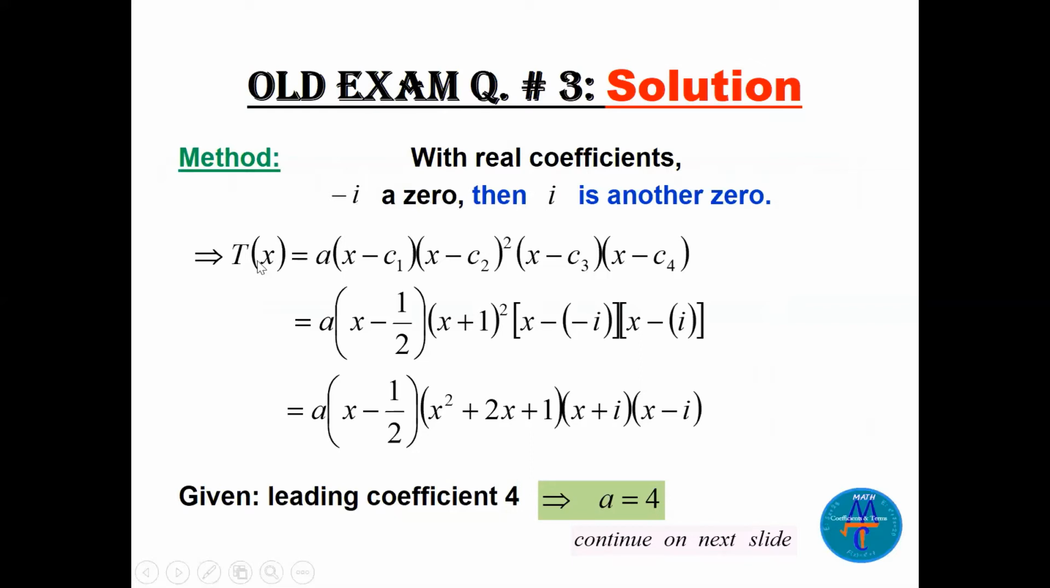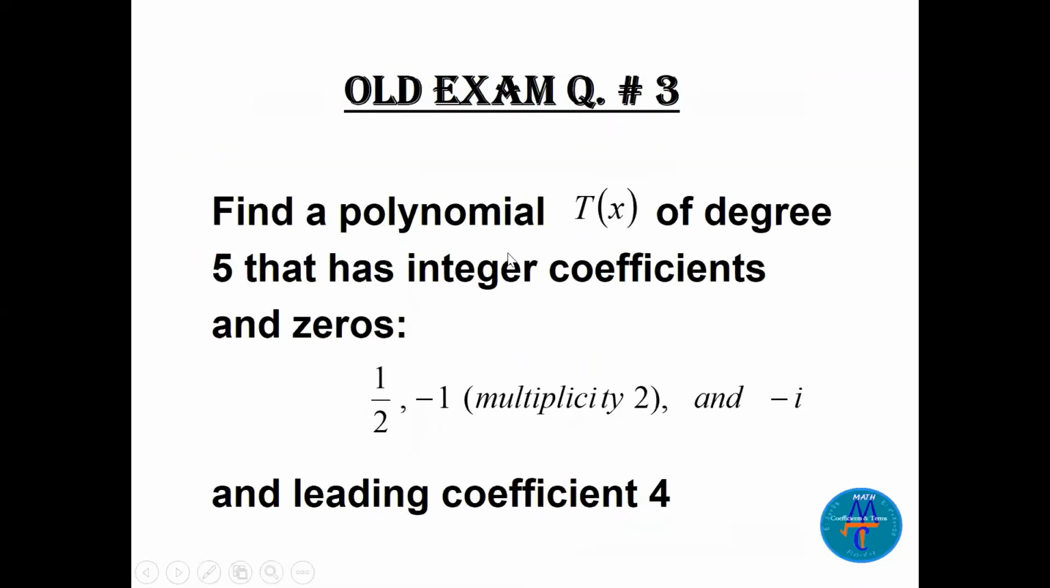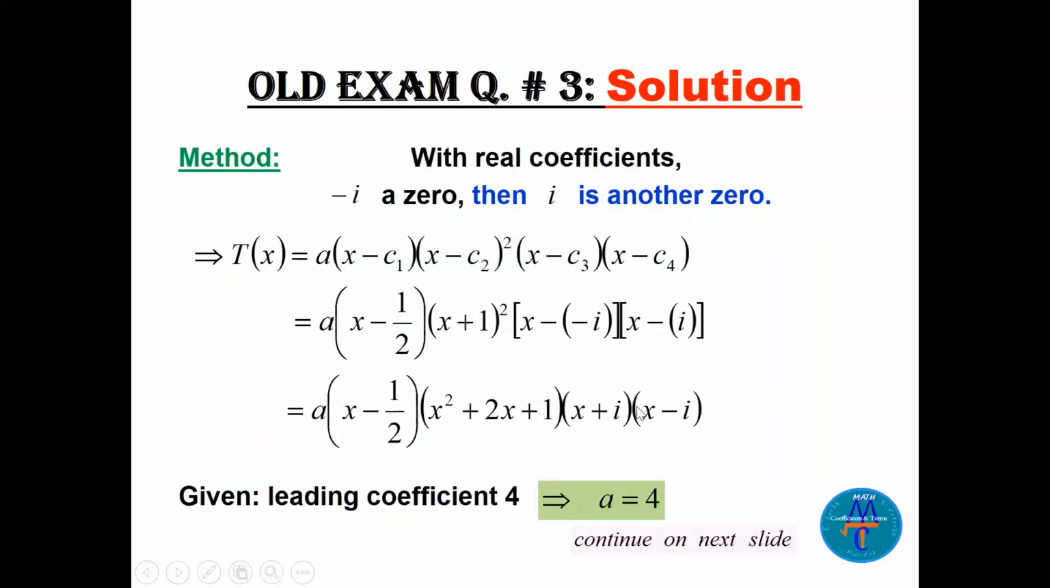So I put here the function T, I have to put the coefficient a, x minus c1, x minus c2 squared. Why c2 squared? Because the second 0 here has multiplicity 2. Then x minus i, x plus i. I multiply this by a sum of 2 squares. This one, x squared plus 2x plus 1, and this is x minus half. Then I put a.